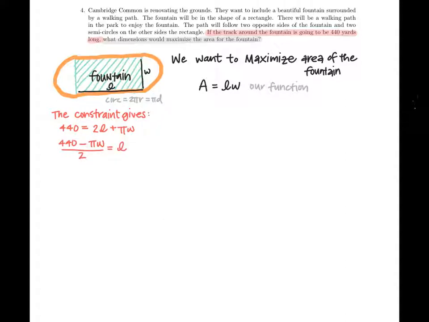So we have this constraint rewritten as a statement about what L equals in terms of W. We're going to take that and update this area function so that it reflects this constraint information, meaning we're going to take this restatement of L and plug it in right here. And we'll have our area function in terms of one variable.